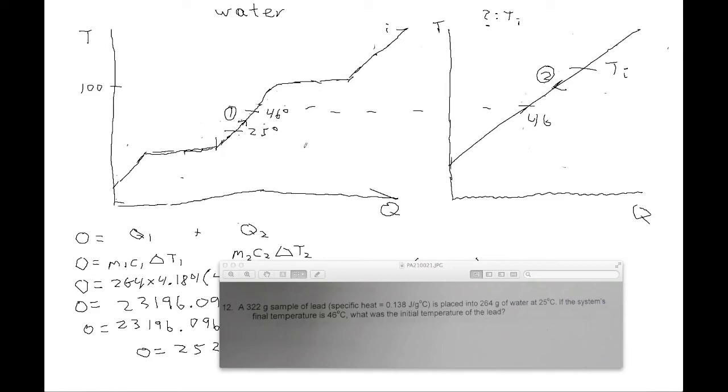It might have helped here to make a little bit of a picture. We have one substance, which is water, and that's being put in contact with another substance, which is lead. And we know which way the heat is flowing. Is the heat flowing into the water or out of the water? It's flowing into the water. What was the clue in the problem? They didn't tell you that explicitly. What's the clue in the problem that tells you that heat is flowing into the water?